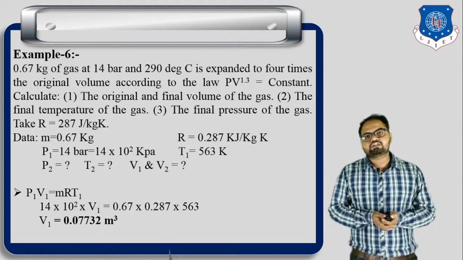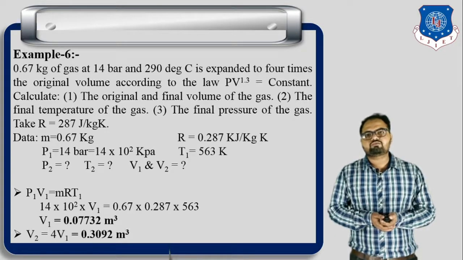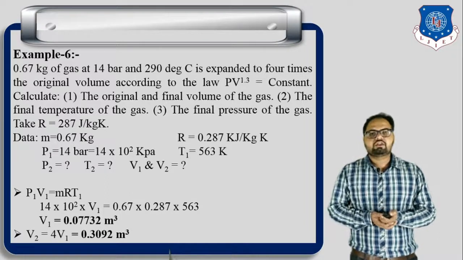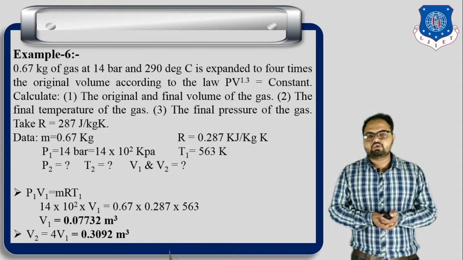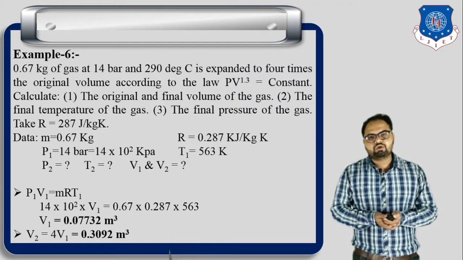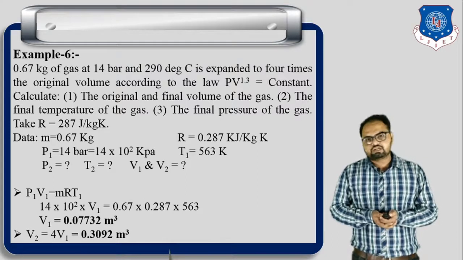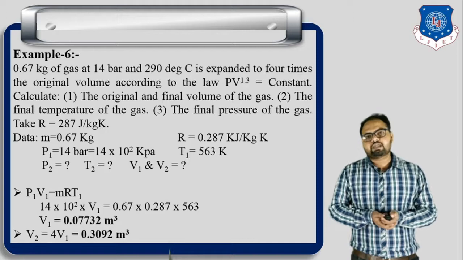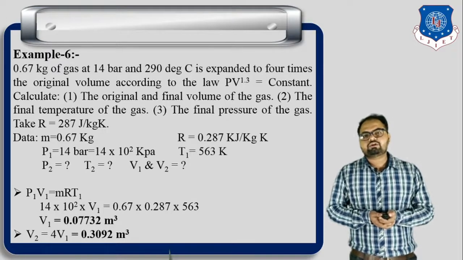Now we know that the final volume is 4 times its initial volume. That means V2 is equal to 4 times V1. So by putting the value of V1 in this equation, we get 0.3092 meter cube, that is the value of V2. So we get the original and final volume. Now next is the final temperature of the gas, so we need to find T2.